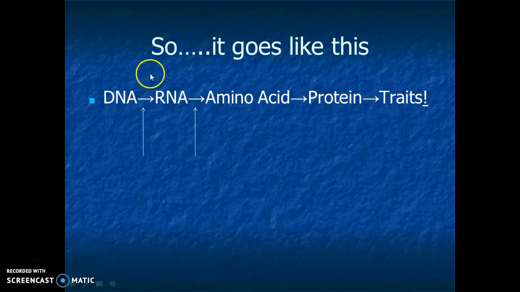Going from DNA to RNA. The answer is transcription. And then going from RNA, in particular mRNA, to the amino acids with the help of the tRNA. This is called, answer is, translation. Okay? So transcription happens in the nucleus, translation happens in the cytoplasm at the ribosome.